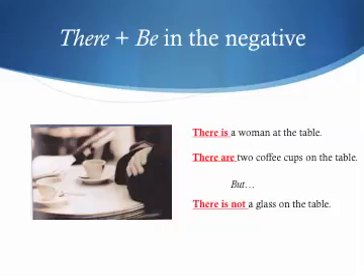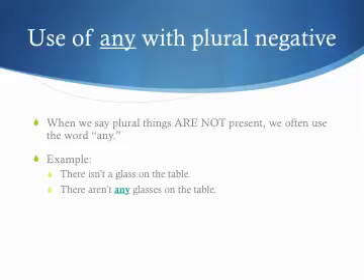We can use there and be also when something is not present. So here we have a picture of a woman sitting at a table in a cafe, it looks like. We can say there is a woman at the table, and there are 2 coffee cups on the table, but we also can say there is not a glass on the table. We're referring to one glass, so we use is, and we use the negative. There is not, or there isn't, or there's not a glass on the table.